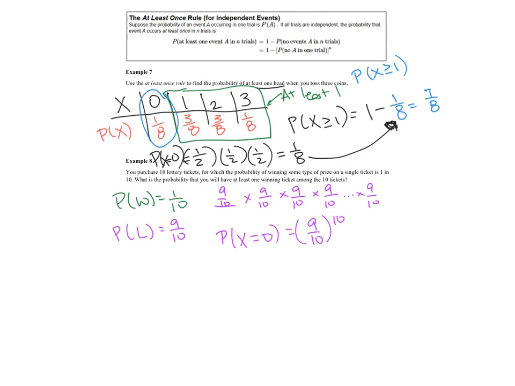If I want to find the probability of having at least one win, then all I have to do is take 1 minus the 0 case right here. Take 1 minus 9 out of 10 raised to the 10th. The probability that I win at least one of these tickets is going to be equal to 0.651. So if I buy 10 lottery tickets, there's a 65% chance that I should win something. And again, this is me using the complement, the 1 minus the none case, basically, to achieve this.